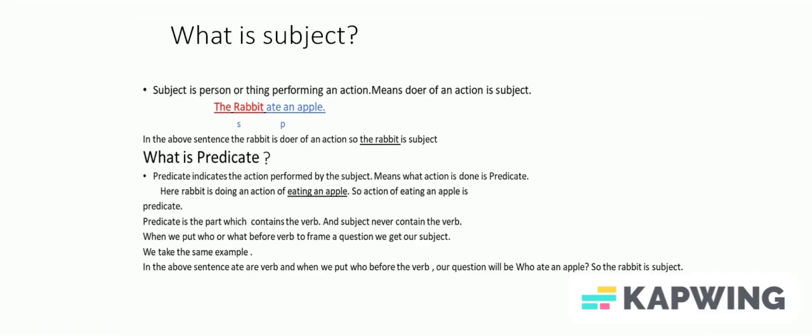When we put who or what before the verb to frame a question, we get our subject. We take the same example. In the above sentence, ate is a verb, and when we put who before the verb, our question will be who ate an apple. So the rabbit is subject, ate an apple is predicate.